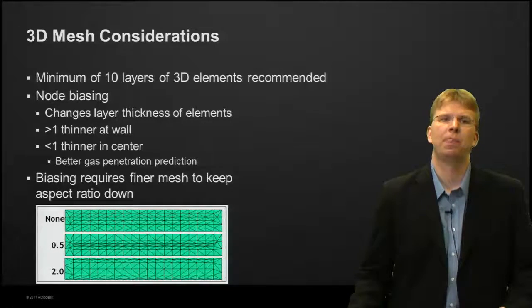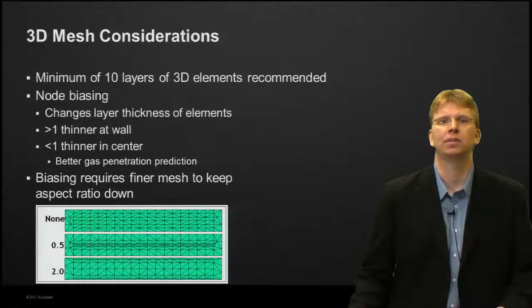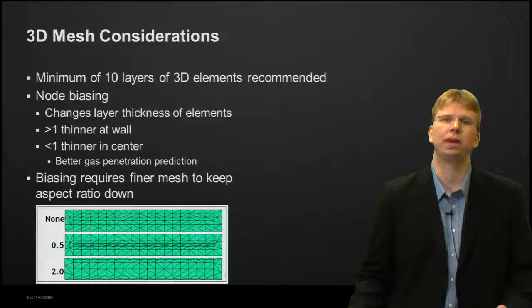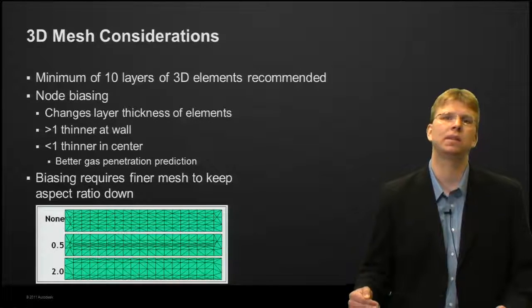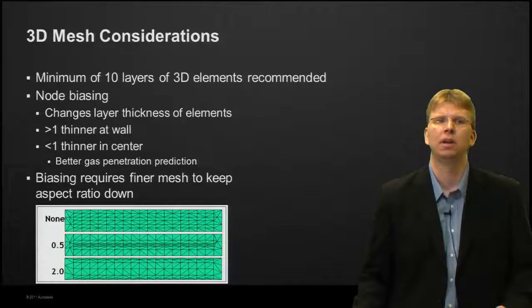By default, the mesh uses an even layer distribution throughout the thickness, so that every layer through the thickness is the same. We can set up node biasing so that we can get more elements either towards the outside skin or the inside center of the model itself. As you see in the diagram down here, this is no mesh biasing whatsoever, a very even distribution through the thickness of the model.